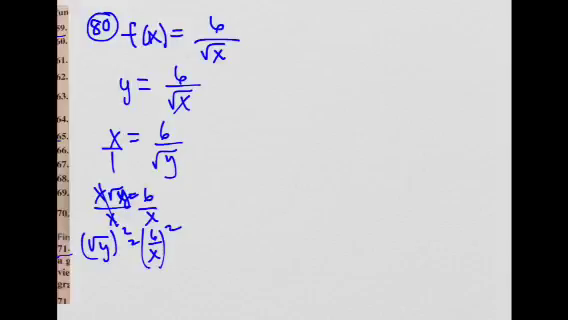Okay, so then it's going to be y equals 36 over x squared. And then change it to function notation, so it'd be f inverse of x equals 36 over x squared.